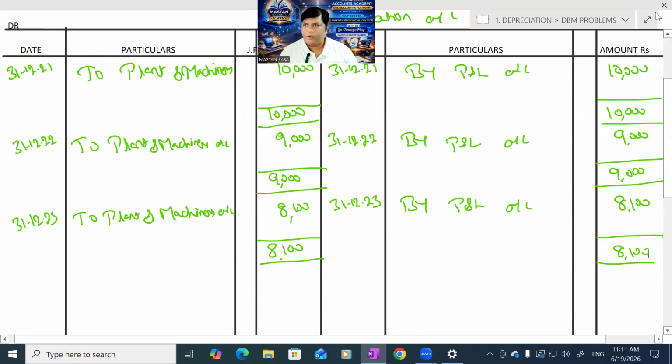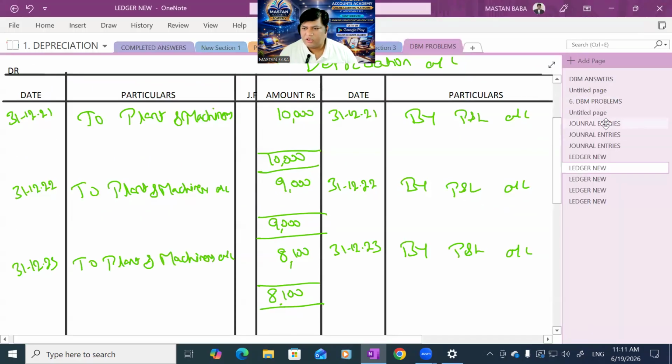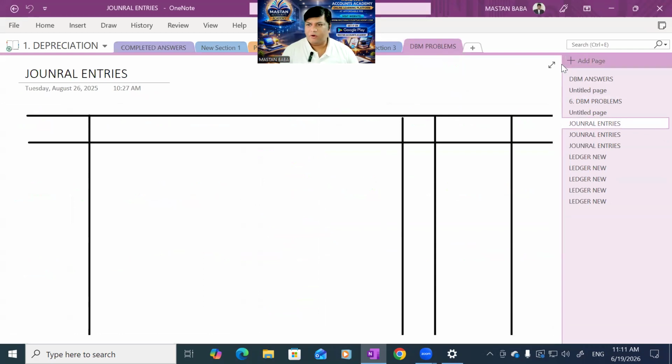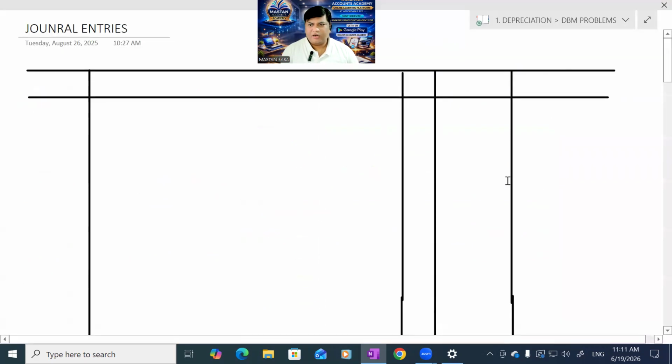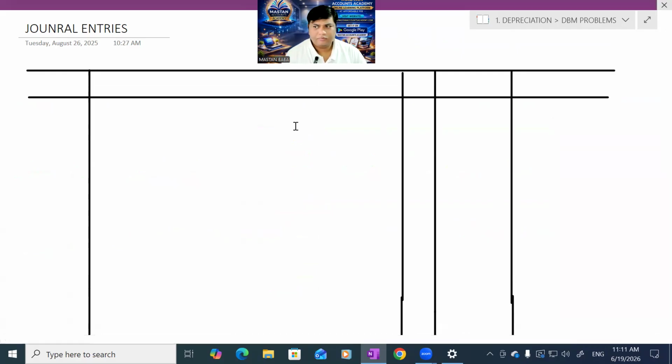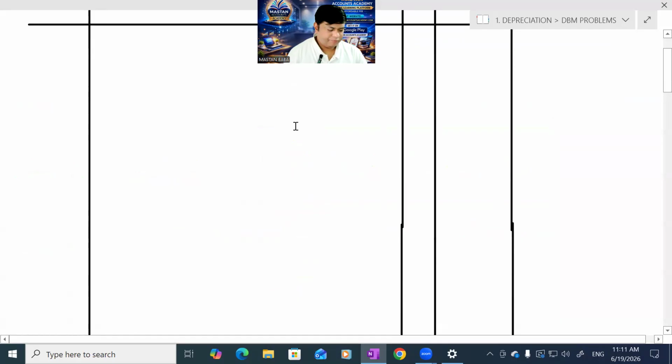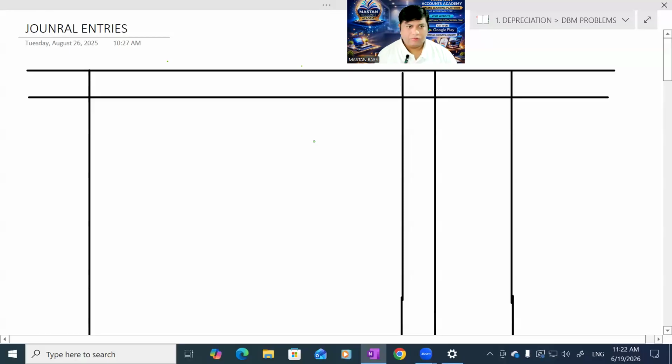And they asked us to write the journal entries. So we'll record the journal entries also in today's class. Journal entries we are going to record now. So what are the journal entries required first of all? So date column, I'm writing the journal entries here. Journal entries in the books of Adhya Industries.